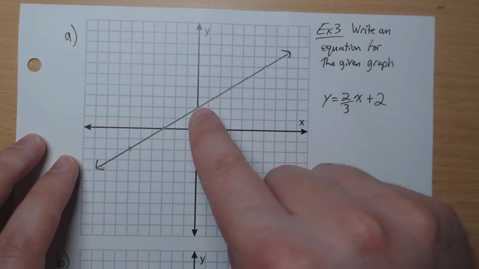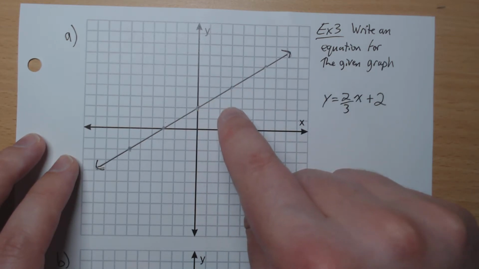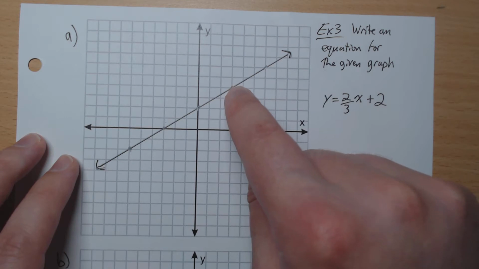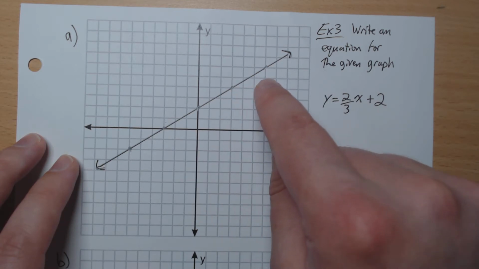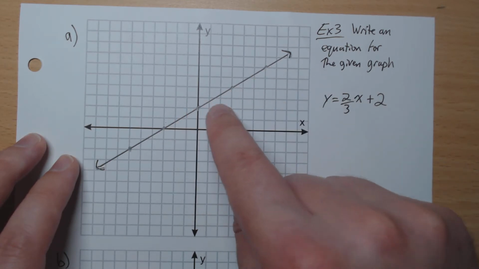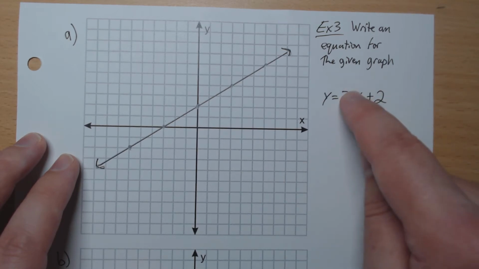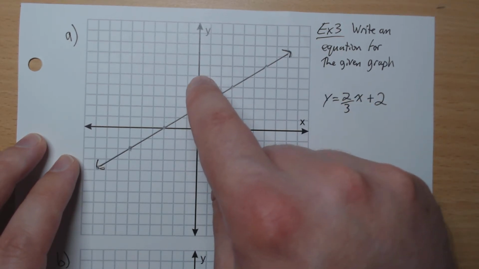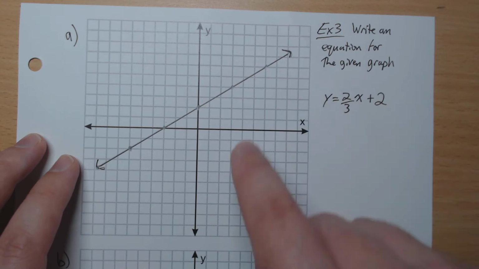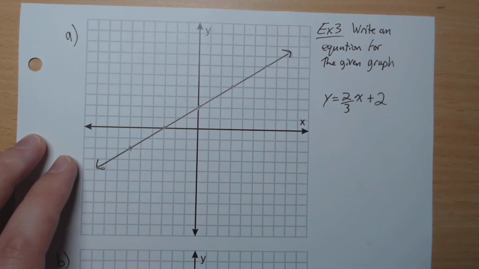So we notice that if we go over 3 up by 2, we get integer coordinates. Over by 3, up by 2. So you see that? So our slope here is 2 over 3, right? Up 2 over 3. Up 2 over 3. And so that is the equation of our graph.